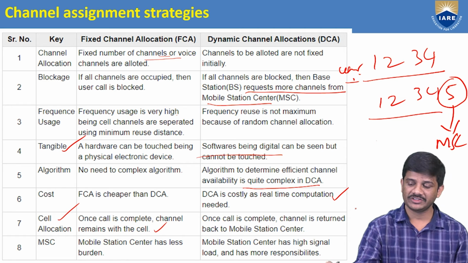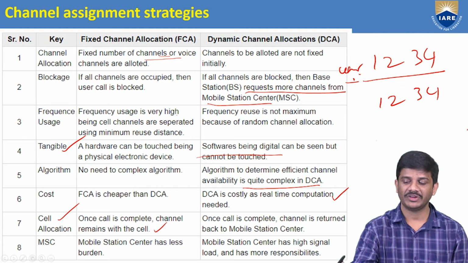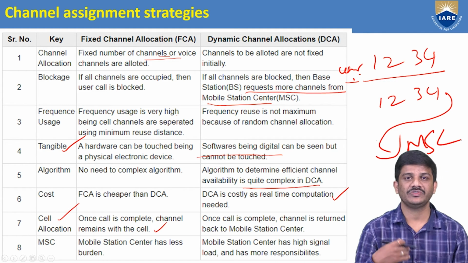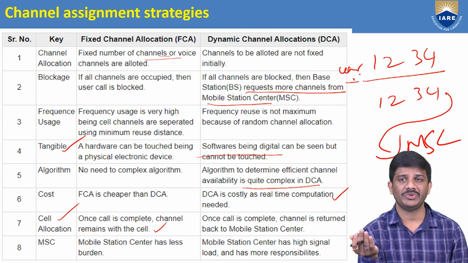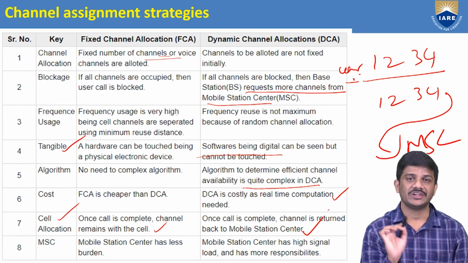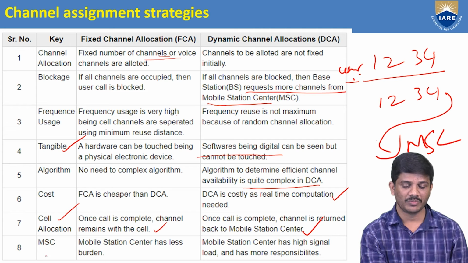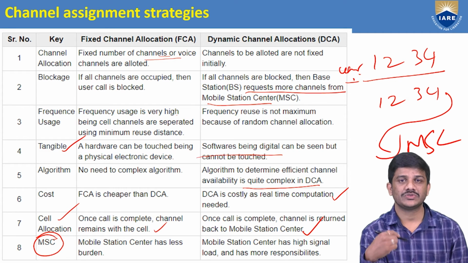And also, whenever the fifth call is completed, we can return the channel back to the MSC. If it is needed, we can take it from the MSC after the call is completed. Once the call is completed, the channel is returned back to the mobile switching center. This is in the cell allocation. Coming to mobile switching center functionality in both fixed channel allocation and dynamic channel allocation.